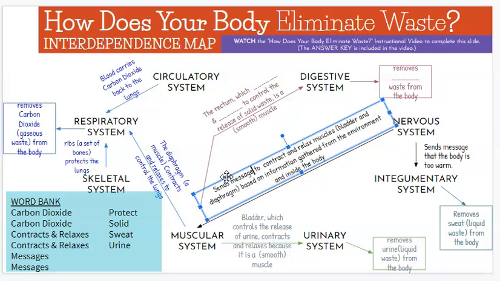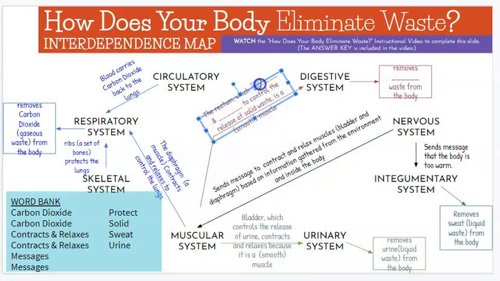to contract and relax the muscles of the bladder and diaphragm based on the amount of liquid in the body. But it also sends messages to our rectum, which is a muscle. It sends a message to our rectum to contract and hold in the waste until it is time to be removed. And then it sends the message to relax when it's time to remove the waste. And so this is how our body removes solid waste.